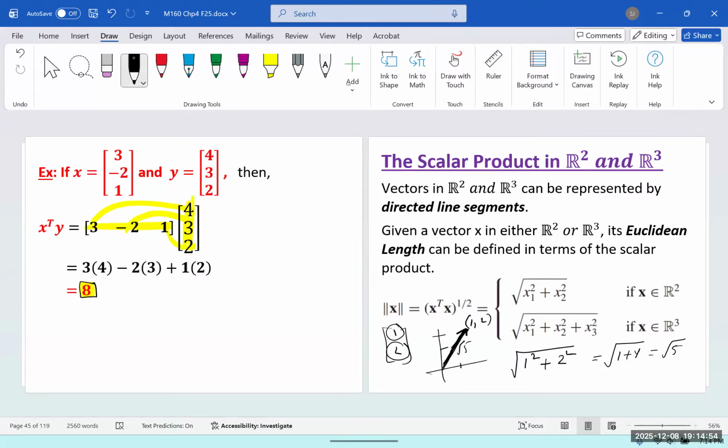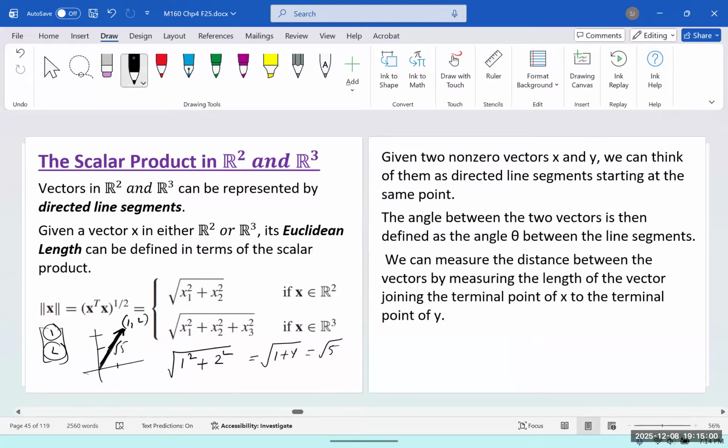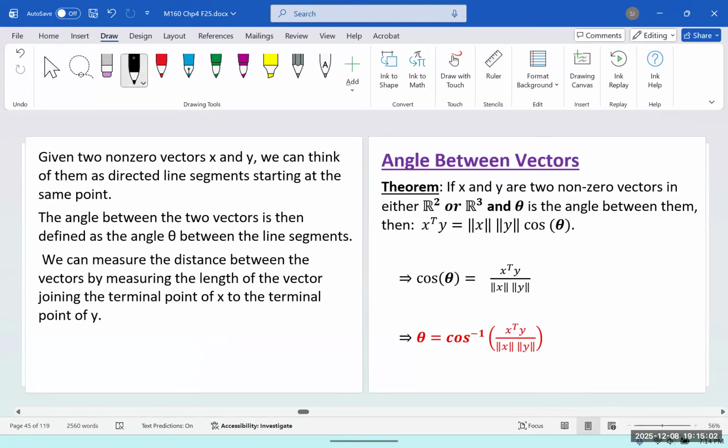So why do we care about that? Well, we need to use this length in the materials we're going to learn today. So we need to know the dot product x transpose y, and you also need to know how to find the length of each vector. The dot product is simply row times column, and the norm is the square root of the sum of each element squared, however many elements you have in your vector.